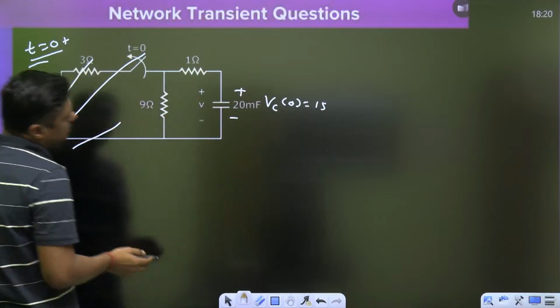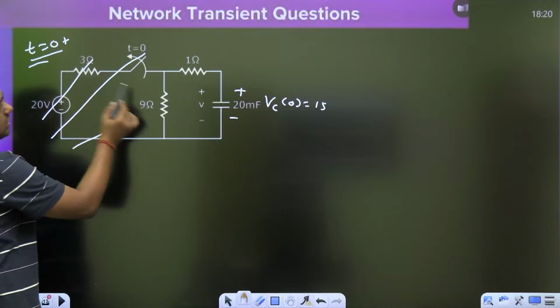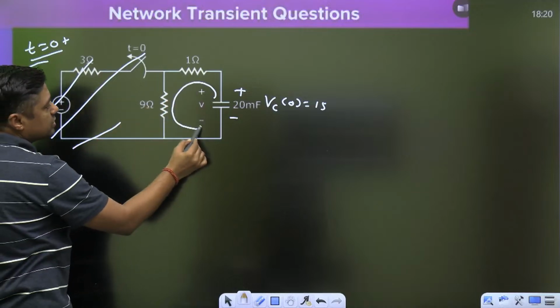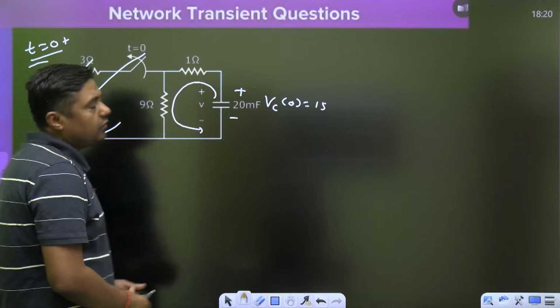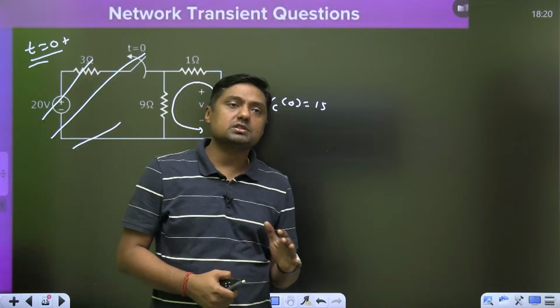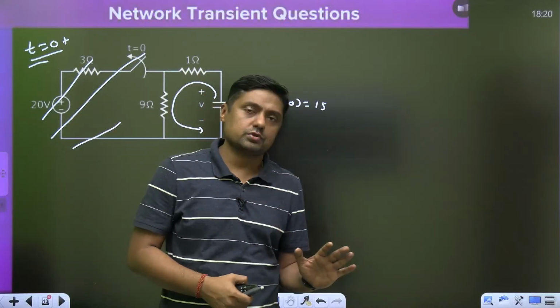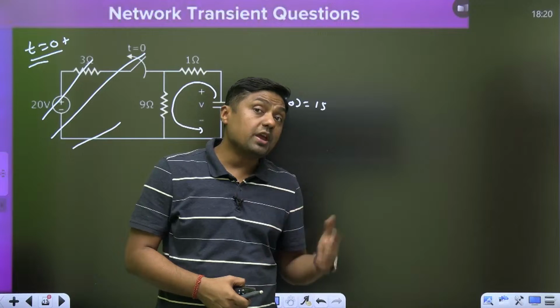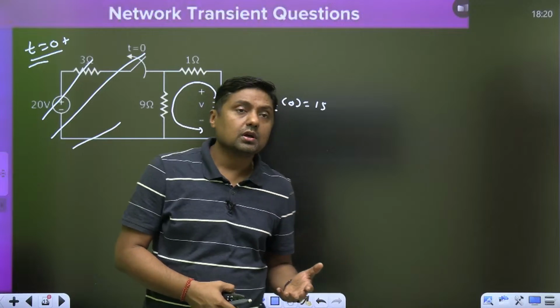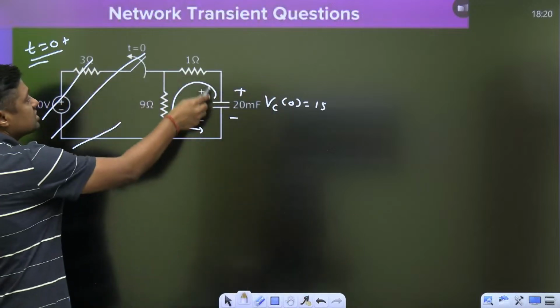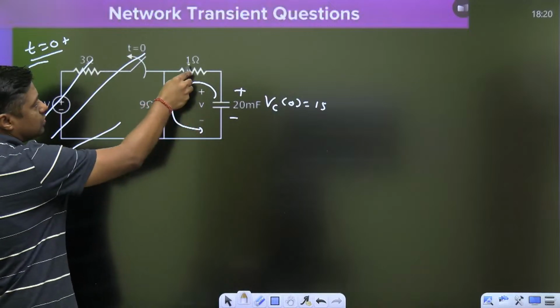Now what will happen? Because the switch is now open, the capacitor will discharge through this, and there is no other active source. Now the capacitor behaves like what? Active source. Therefore, the capacitor will discharge through this 9 plus 1, 10 ohm.